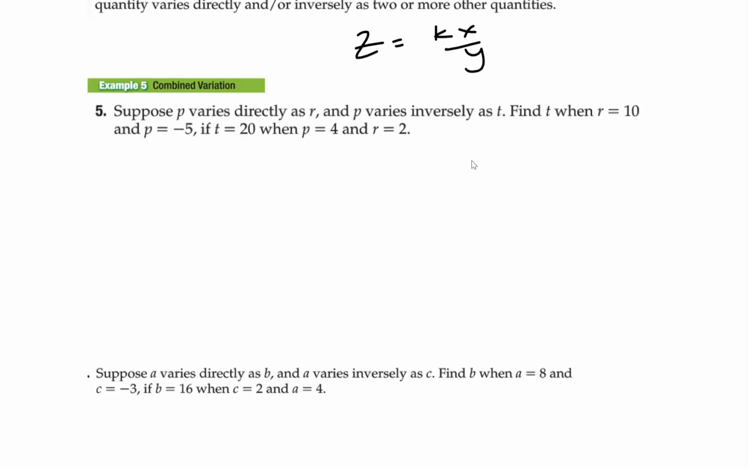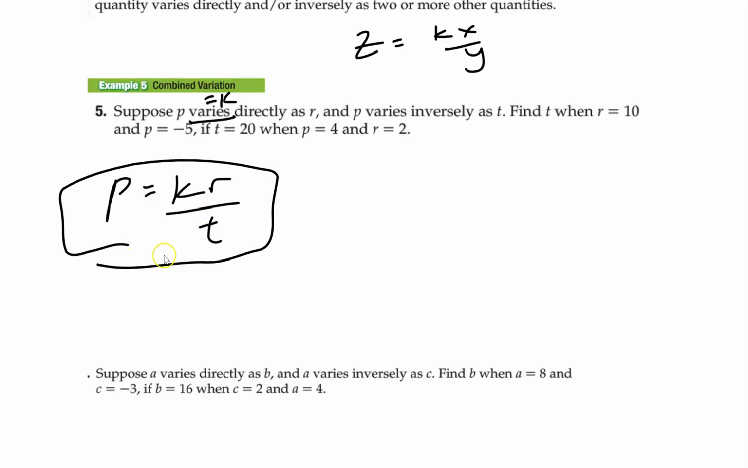That's it. So let's do this first one. Suppose p varies directly as r. So I'm like, okay, p equals k, because remember, varies is equals k, r. So on top, directly is on top. And p varies inversely with t, so t goes on the bottom. P varies directly with r and inversely with t. So like that. That's my equation. Other than that, we do the exact same way we always do. Find t when r equals 10 and p equals negative 5. That's the want. We need our given to find the actual value.